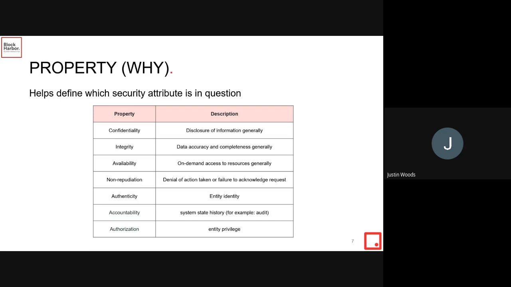Non-repudiation is denial of an action taken, or failure to acknowledge a request. Authenticity is the entity identity. Accountability is the system state history. And authorization is the privilege of it.